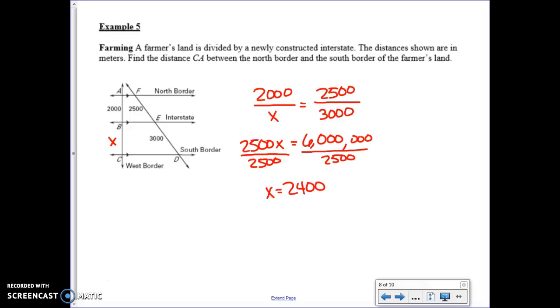But that's not our answer. We need to go back and look at the distance from C to A. So the distance from B to C is 2,400, and then A to B is 2,000. So CA, using our segment addition postulate, would give us 2,000 plus 2,400, or 4,400, and our label would be meters.